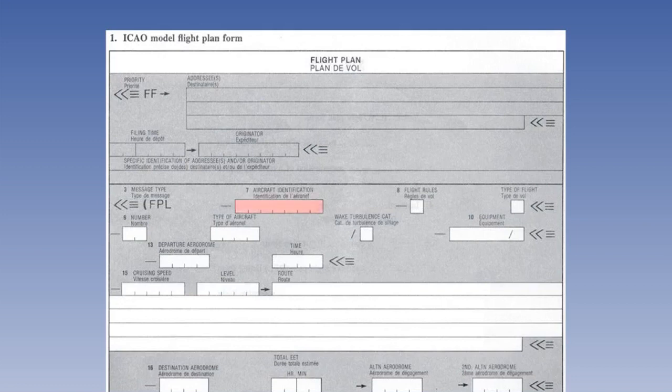Item 7 shows the identification of the aircraft. This may be either the radio call sign, the aircraft operating agency, or the airframe number. The data should be inserted starting in the left-hand box and not exceed 7 letters. The flight rules in item 8 are I for IFR and V for VFR. Other options will be explained later in the lesson.